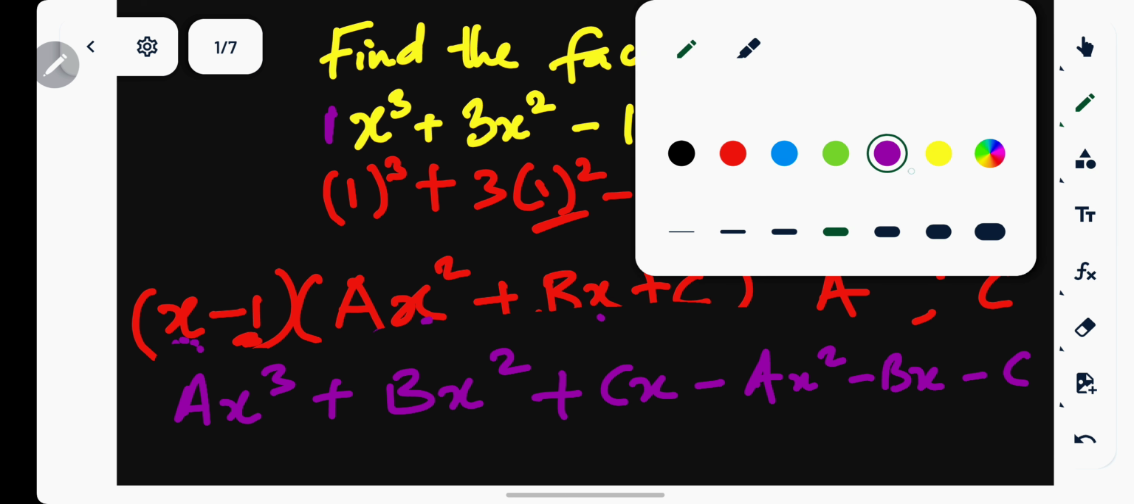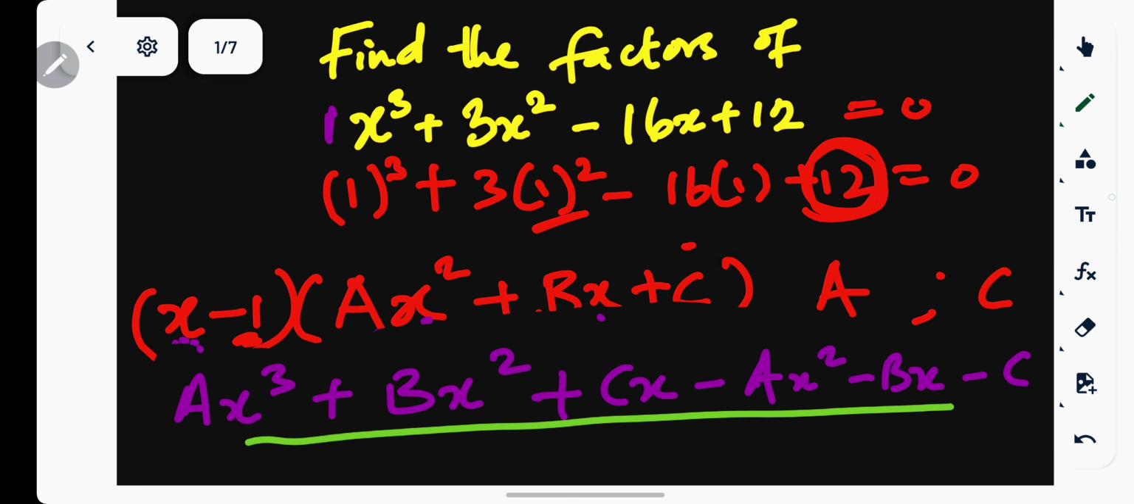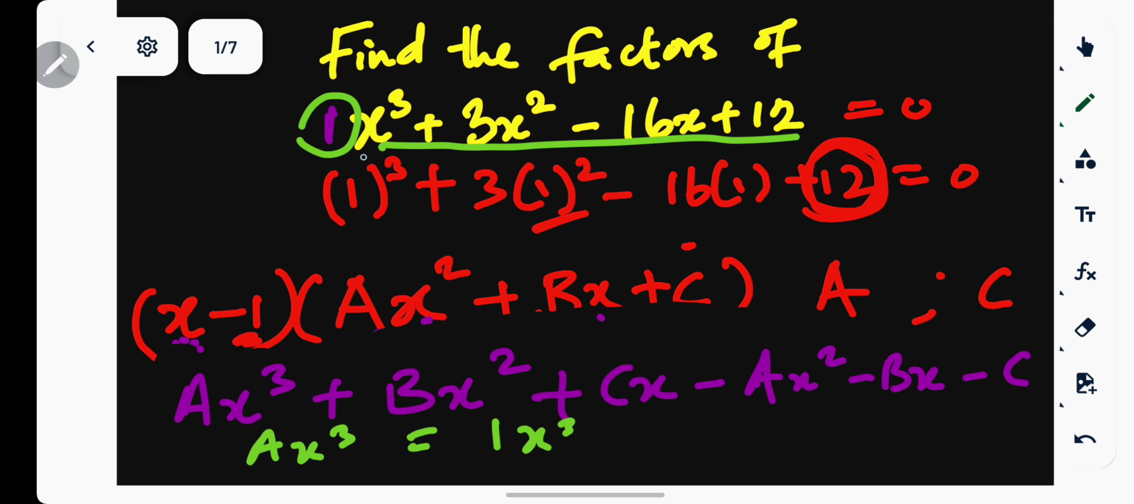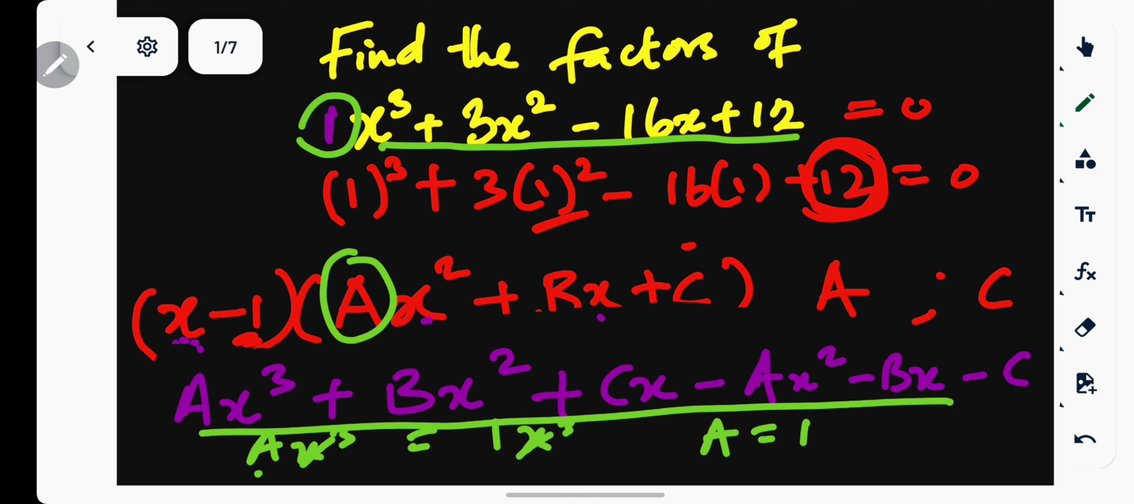Then we can compare what we have here, these numbers, to the original cubic function that they have given to us. So we have ax cubed here. Comparing to this, it's equal to what? 1x cubed. Where is the 1 coming from? The coefficient of x cubed. So the x cubed will cancel, meaning that our a, this number a, is equal to 1 from here, right? So we are comparing what we got here to the original cubic polynomial.